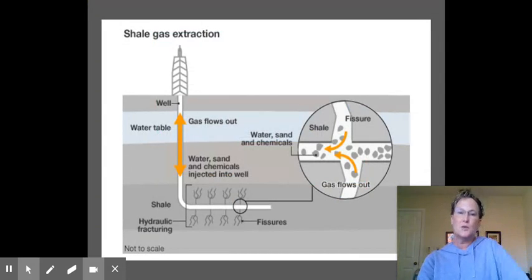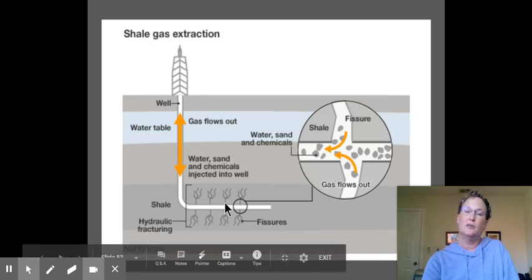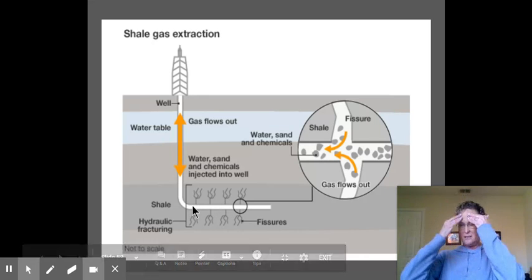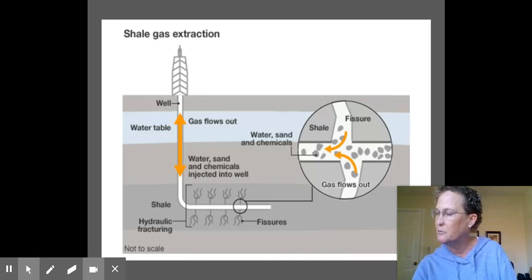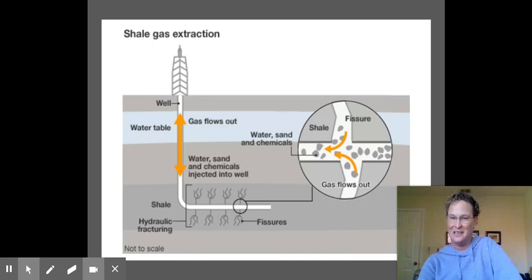Okay. So shale gas extraction. So this is this idea at the well, you go in there. I mean, it's really crazy. It's so crazy. Okay, so it's really important to learn about that. We'll talk about that some more in class also.